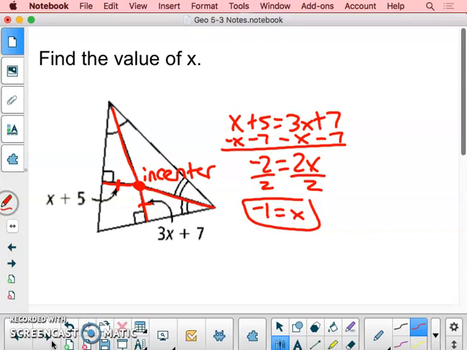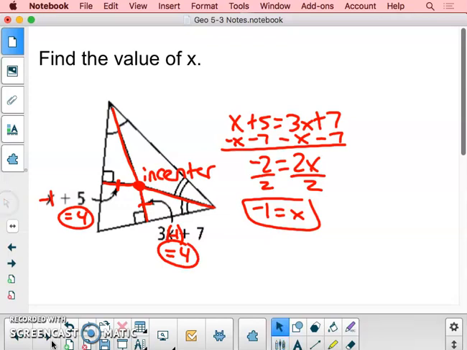You might be wondering if a negative answer is okay. In this instance, it's just fine. If I plug negative 1 plus 5 in there, I get a total of 4, which is positive, which is okay. I can have negative x's or negative variable values. I just can't have negative side lengths. So if I plug negative 1 into this one, that'd be negative 3 plus 7, which should be the same as the other one, and it is positive 4.